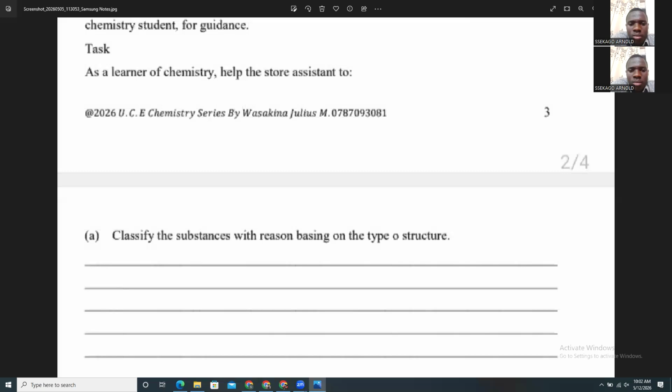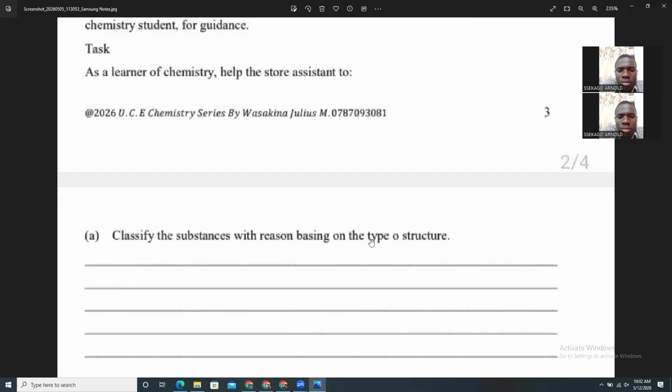Hope my screen is visible. It's not. Allow me to share my screen so that you can have a clear view of it. So this is our previous item of exploration.